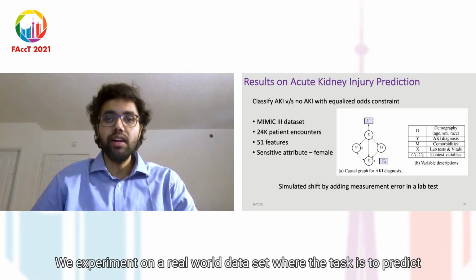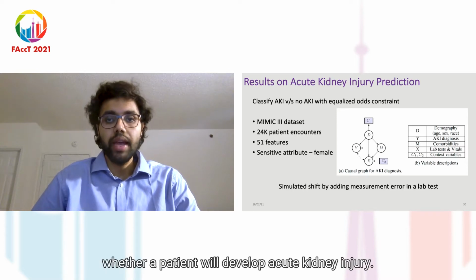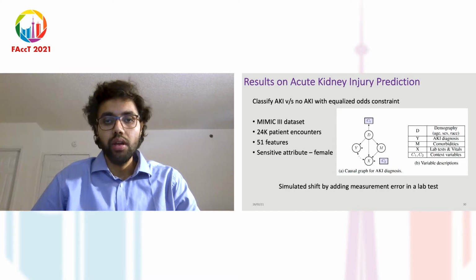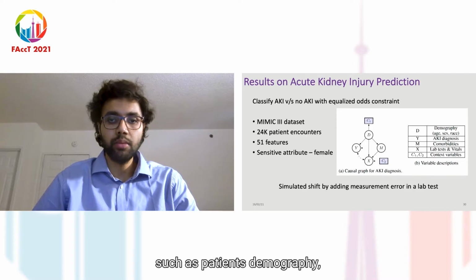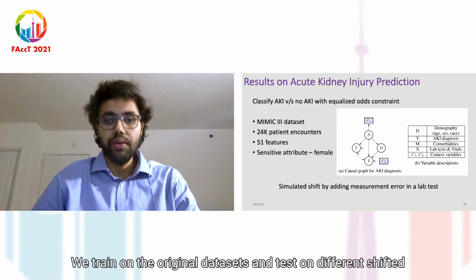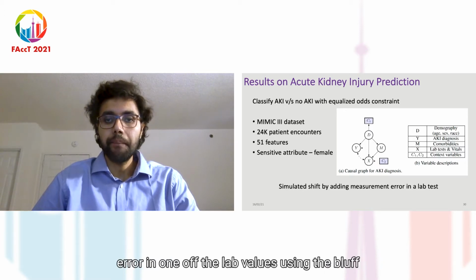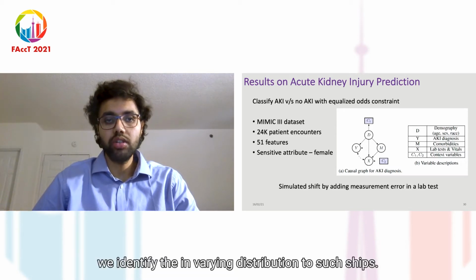We experiment on a real-world dataset where the task is to predict whether a patient will develop acute kidney injury using their medical records from the ICU. We posit the causal graph shown on the right, which relates features such as patient's demography, their lab tests, with their AKI diagnosis. We train on the original dataset and test on different shifted versions of this dataset where we artificially add measurement error in one of the lab values. Using the graph as shown earlier, we identify the invariant distribution to such shifts.